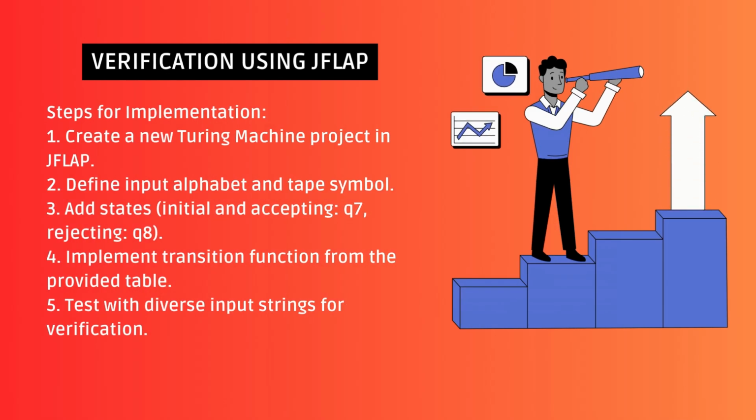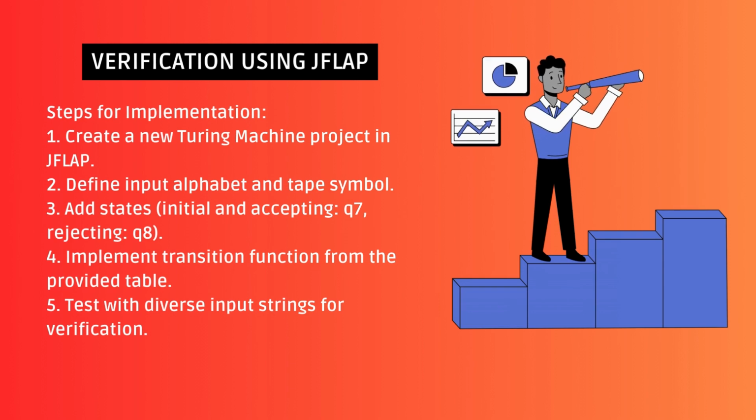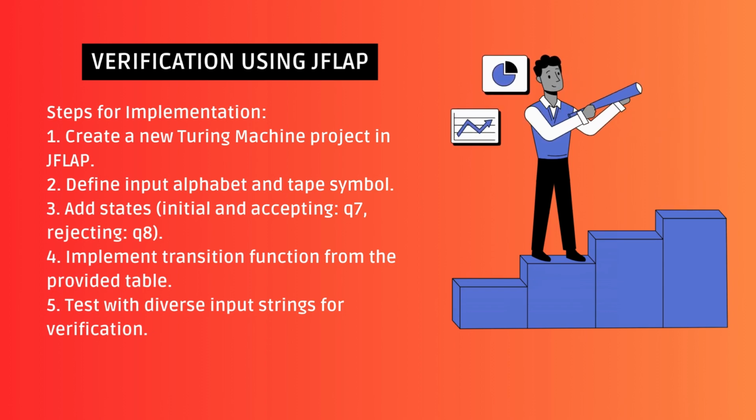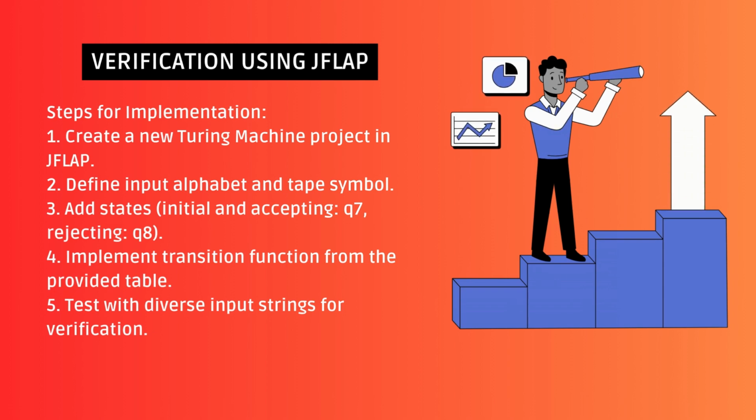Now, the function created needs to be verified using JFLAP. Here are the steps for implementation. First of all, create a new Turing machine project in JFLAP and then define the input alphabet and tape symbols. You need to add states, an initial state and an accepting state, and a rejecting state. Implement the transition function from the provided table. Lastly, test with diverse input strings for verification.